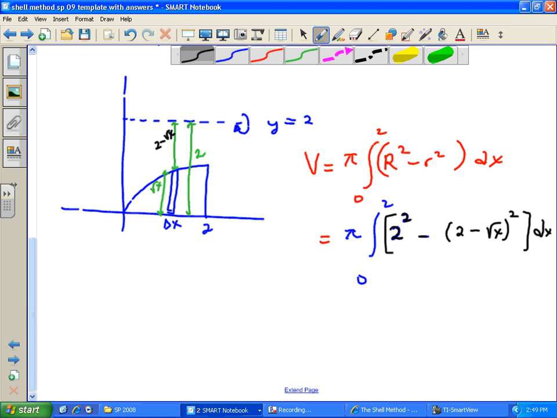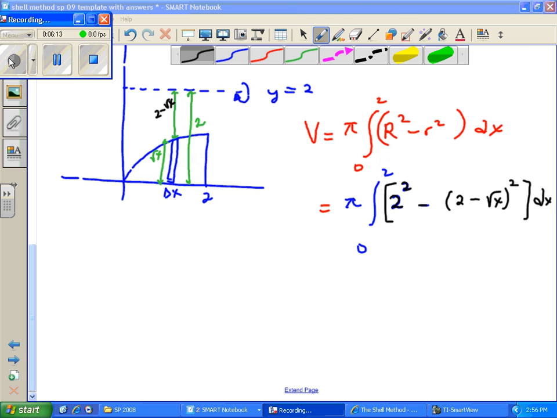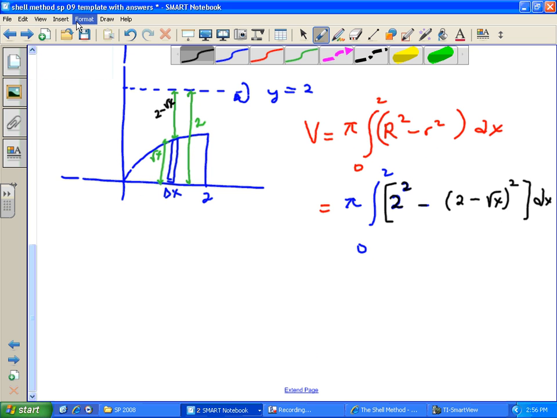Once again, to integrate it, you could expand your binomial and then integrate term by term. This is not going to be a difficult integral if you expand your 2 minus root x binomial squared and simplify, then integrate. I will leave you with the answer there so you can check. It should be 5.54, and then we should multiply it with pi. So I'm going to leave it as 5.54 pi.